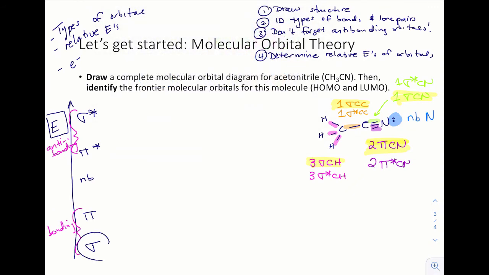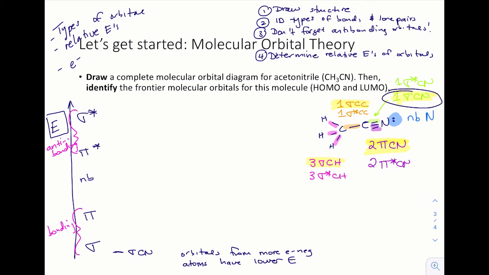Now, we know that sigma is lower energy than pi, as we described during the previous problem. And within the sigma group, orbitals from more electronegative atoms will be lower energy. So the lowest energy molecular orbital for this molecule will be sigma CN. Okay, sigma CN right here. Check. That's the lowest energy orbital because it is derived from carbon and nitrogen, and those are the most electronegative atoms of the ones that we're considering in this problem.